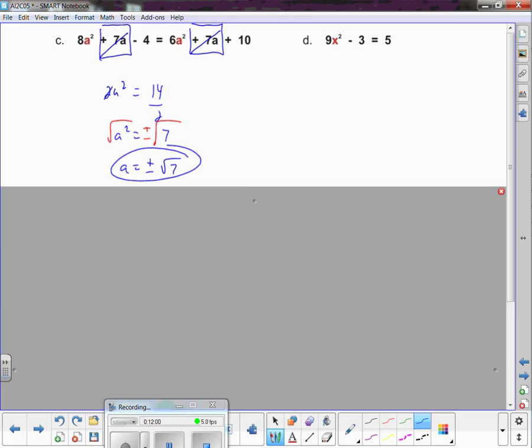All right, so hopefully plus or minus square root of 7. Just leave it like that. It's an exact answer. That's what we want. All right, D is unique to what we've done so far in that the way you finish it off. So we're going to move the negative 3, and hopefully you agree we're there. We're going to divide both sides by the 9, and hopefully you agree we're there. So this next step then looks like this.